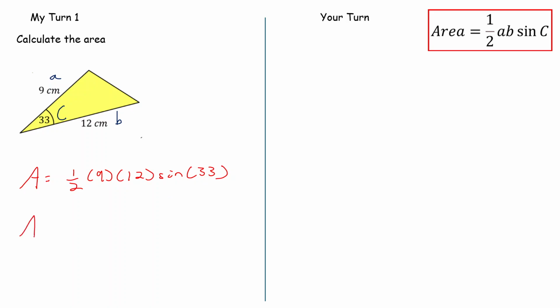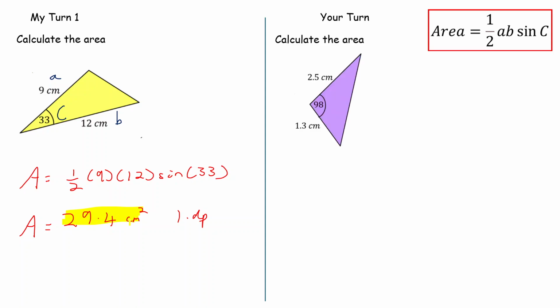Type this into your calculator, doing it carefully, and we get 0.5 times 9 times 12 times sine 33. And you should get 29.4 to 1 decimal place, cm squared. So that's good. That is your answer with that one. You can pause the video and give this one a go yourself, and then you can fast forward and we'll go from there.